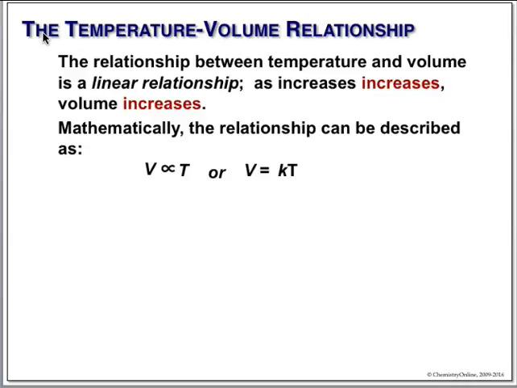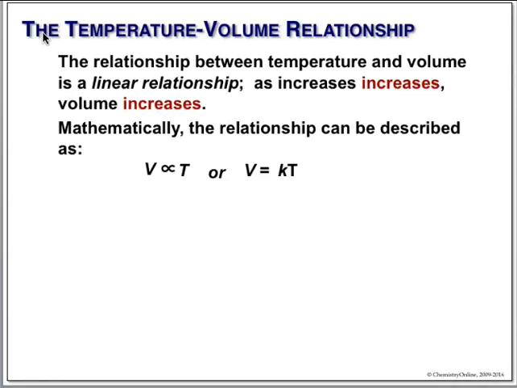Now, this is Charles's law. Charles's law simply says that volume is directly proportional to temperature. Volume gets bigger, temperature gets bigger. We can change this into an equal sign and a kT, can't we? And then just like we did with pressure, let's pretend we have two states, an initial state and a final state.